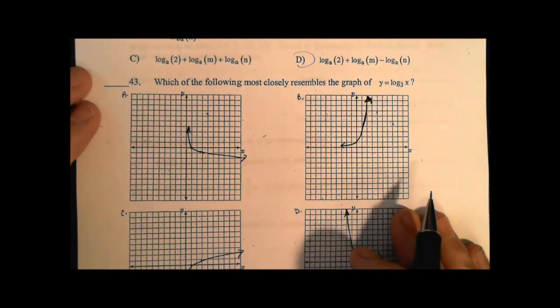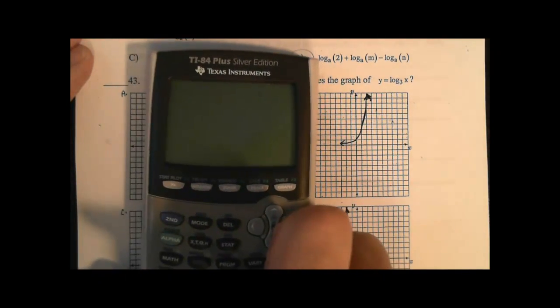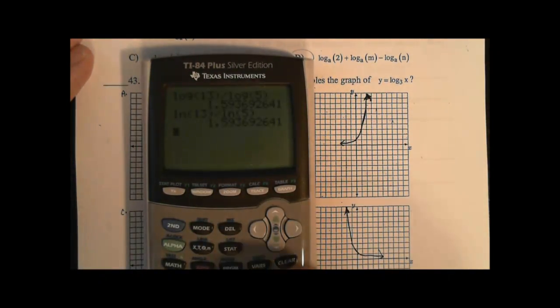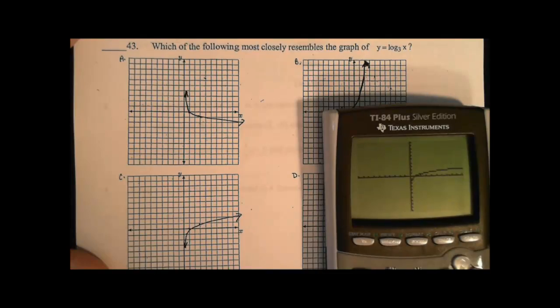Number 43, which of these most closely resembles the graph of log base 3 of x? Well, the easiest thing here is let me just graph log base 3 of x. Show you what it looks like. Log of x divided by log of 3, change of base there, and you can use ln if you want. Zoom 6. That is what a basic logarithm looks like. So I would say it has to be C by default.